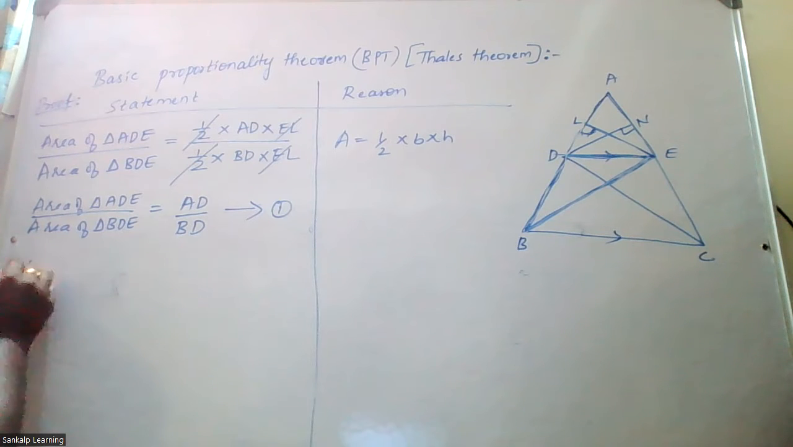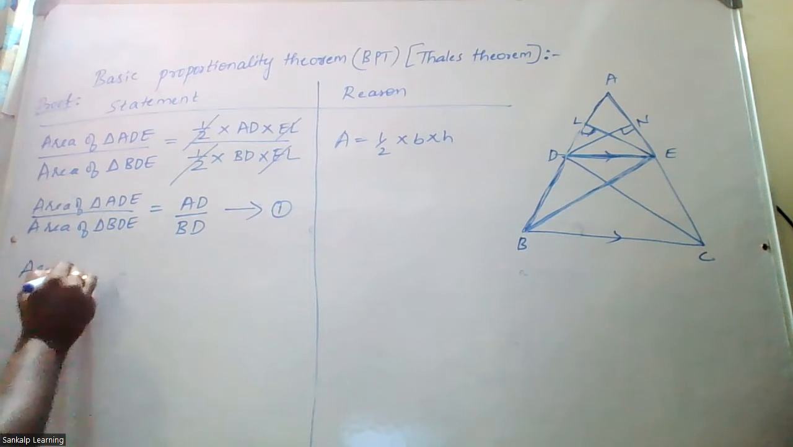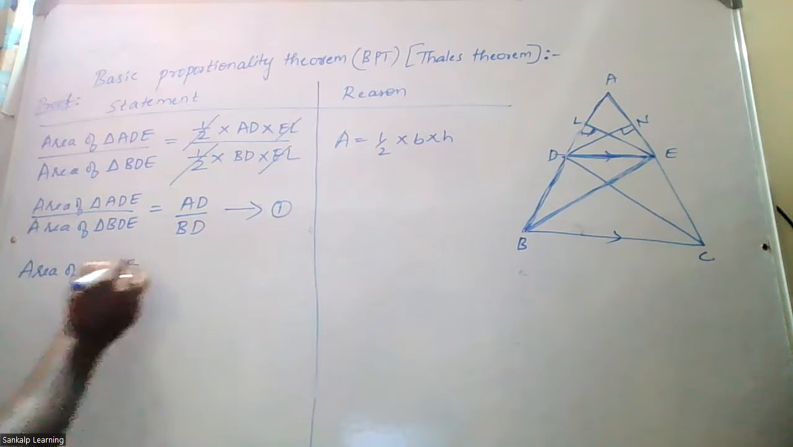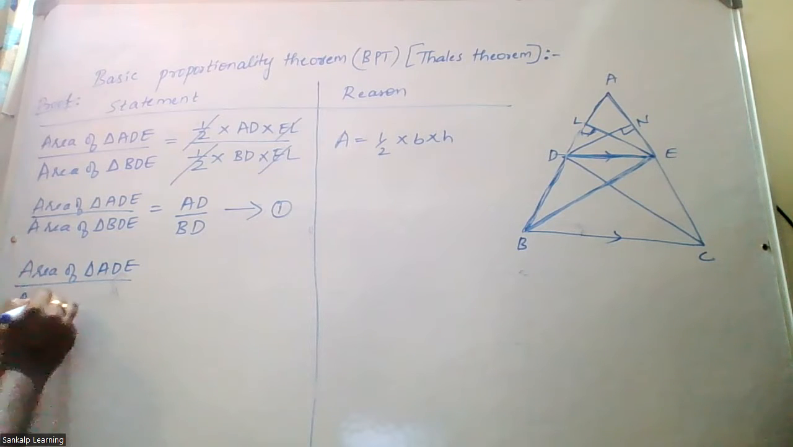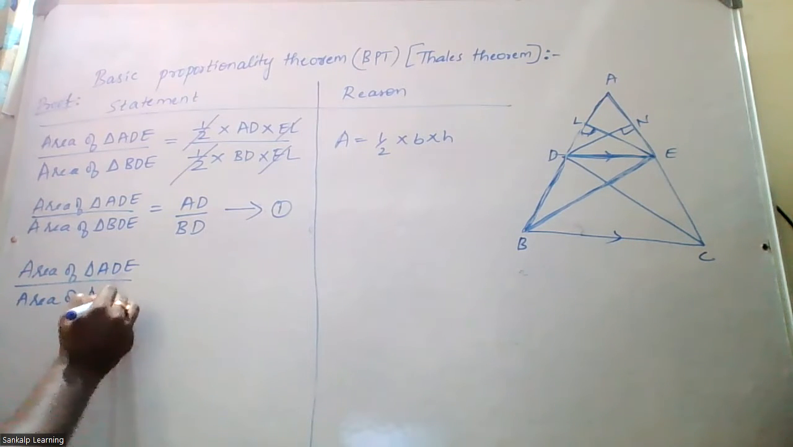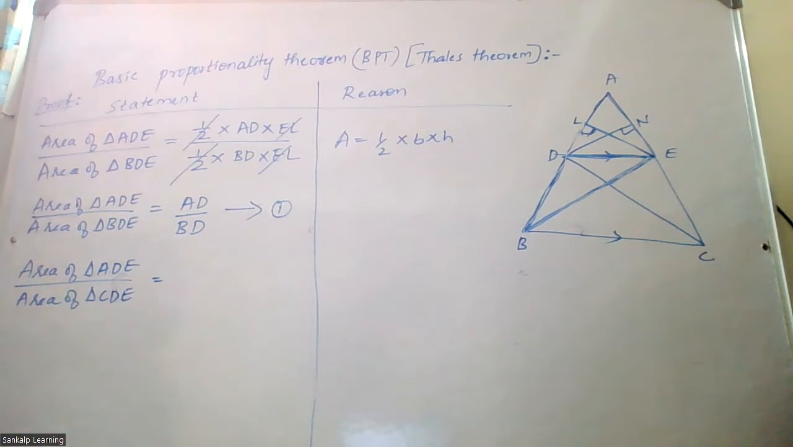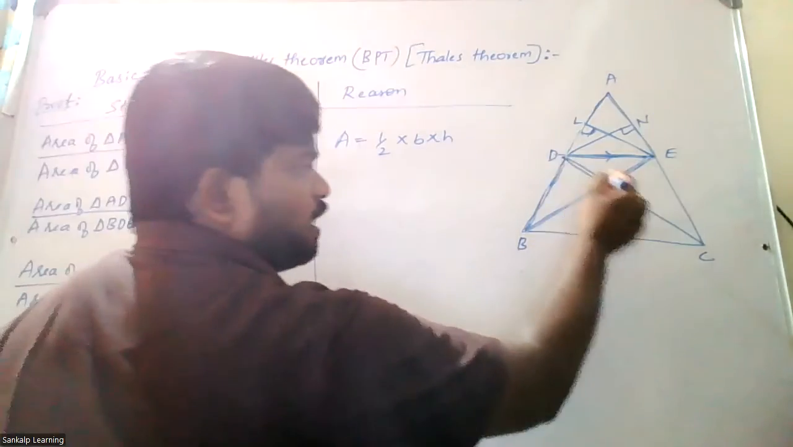Next, the same way, again, I'll take the area of triangle ADE itself. But in the denominator, let me take area of triangle CDE. Okay, that is this triangle CDE.